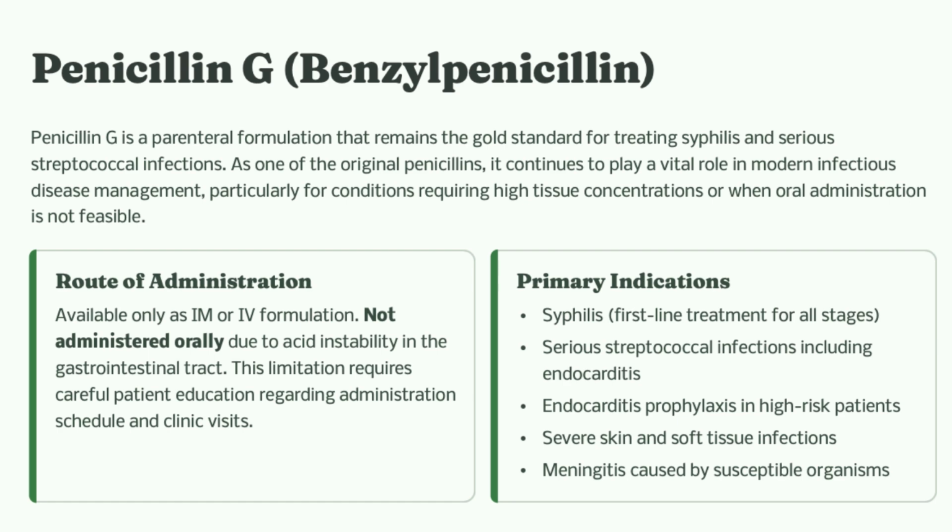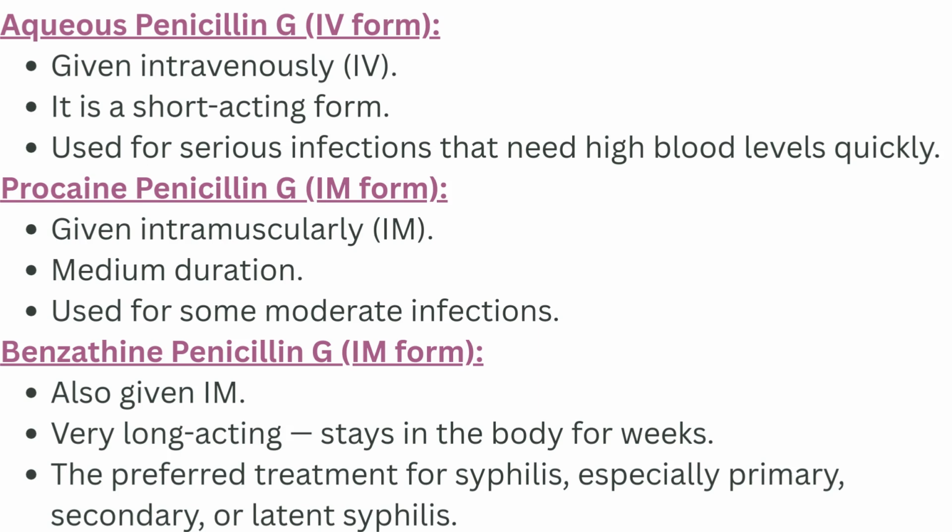So I want to explain these different forms here. I'm just going to take a minute. These forms refer to the different formulations of Penicillin G, each used for different purposes. Aqueous Penicillin G, which is in IV form, is given through IV, of course, and it is a short-acting form used for serious infections that need high blood levels quickly.